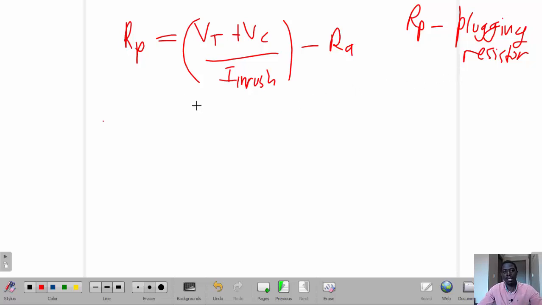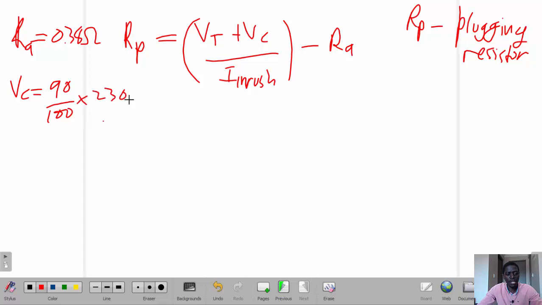It's not the dynamic braking resistor, and we find the plug-in resistor from the sum of the supply voltage plus the counter EMF voltage, divided by the inrush current or the braking current, and this subtracts the armature resistance. Now in the question we've been given a number of pieces of information. We've been given that our armature resistance combined with the brushes is 0.38 ohms. We've also been given that the counter EMF is 90% of the supply voltage. So Vc is equal to 90% of the supply voltage, which gives us about 207 volts.